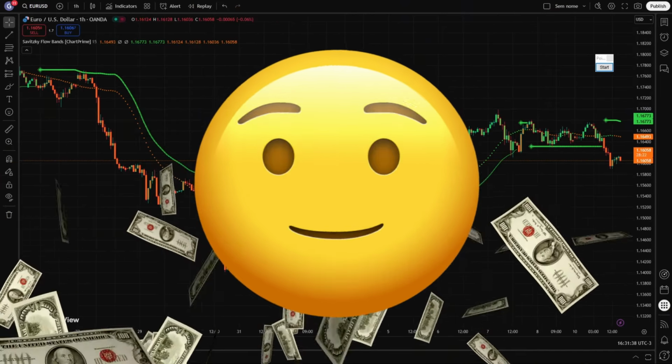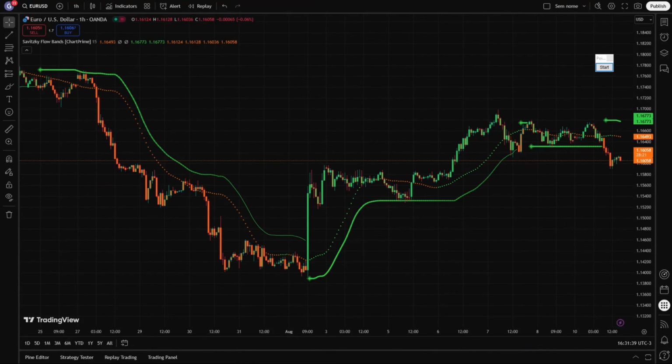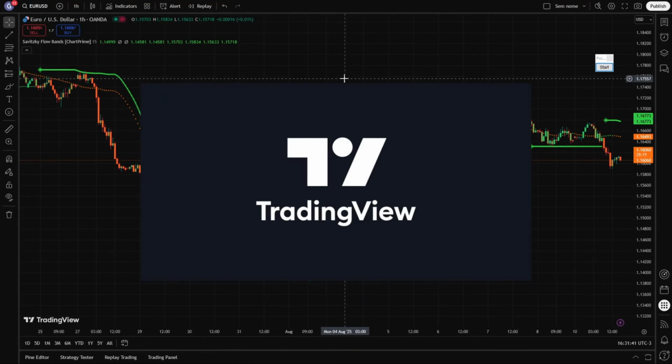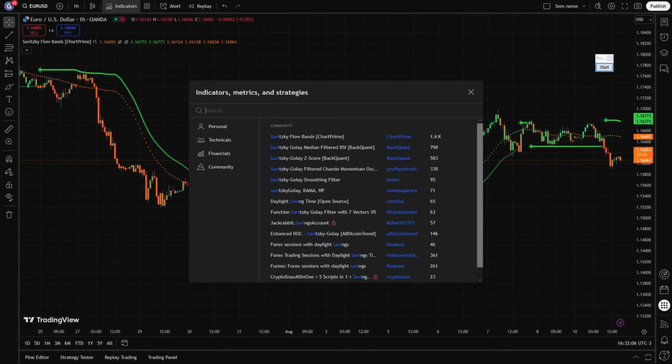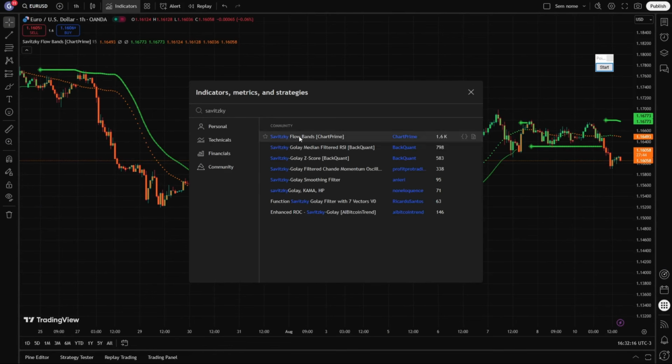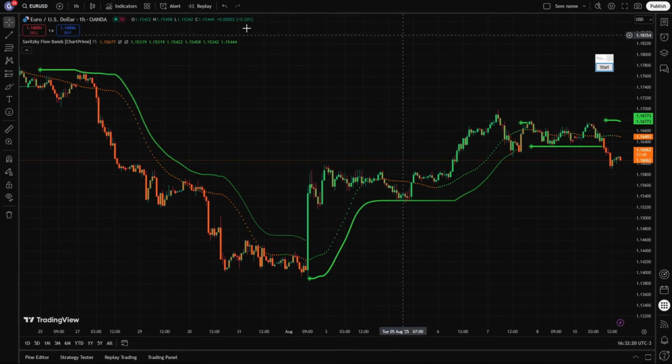The first thing we need to do is open TradingView. You can trade on any pair and on any time frame. Today I'm on the Euro to US dollar on the 1 hour time frame. You're going to open the Indicators tab and look for SAVITSKY FLOW BANDS by Chart Prime. You can click it and it will show up on your chart.